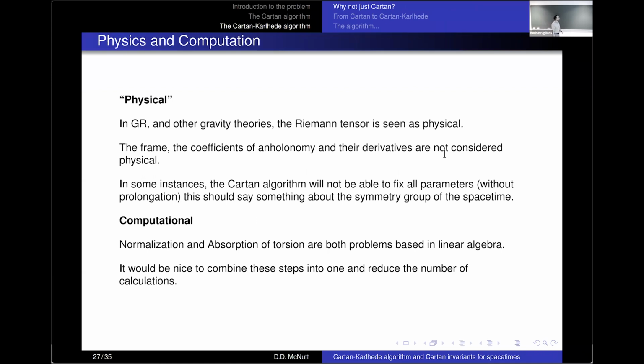So now I can motivate why Cartan, Karlhede and not Cartan. And there's two major points that I care about, or at least I've been raised to care about. One is the physics, the physicality, if you will. In GR and other gravity theories, you've heard my mantra, physics lives in the curvature tensor. The Riemann tensor is seen as physical, and its covariant derivatives as well. The frame, the coefficients of anholonomy, and their derivatives are not considered physical in the same way that the metric is not considered physical. It's a potential.